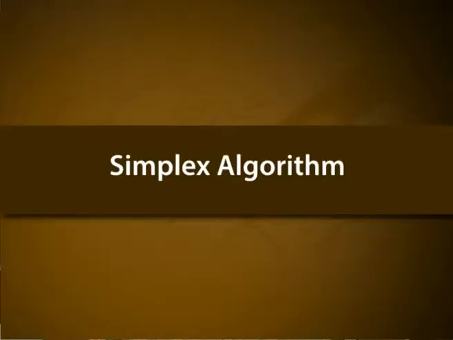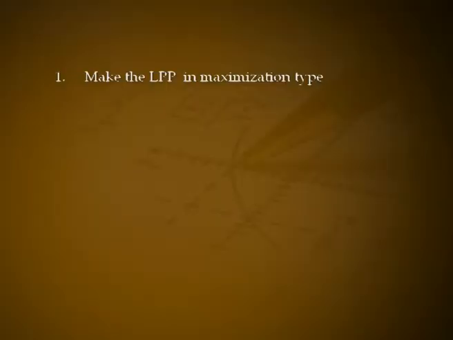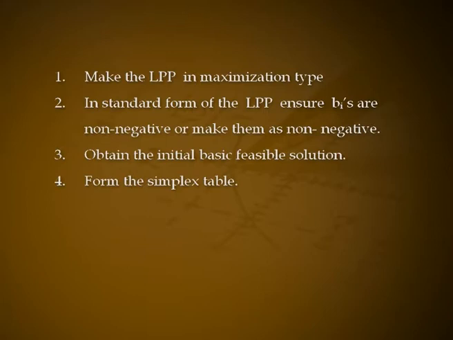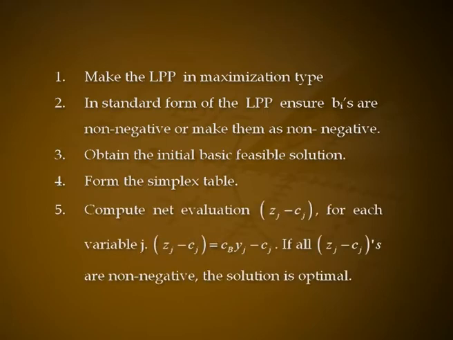Simplex algorithm. In short, the simplex algorithm can be stated as follows. Steps. Step 1. Make the LPP in maximization type. Step 2. In standard form of the LPP, ensure bi's are non-negative or make them non-negative. Step 3. Obtain the initial basic feasible solution. Step 4. Form the simplex table. Step 5. Compute net evaluation Zj minus Cj for each variable j. Zj minus Cj equal to Cb into Yj minus Cj.